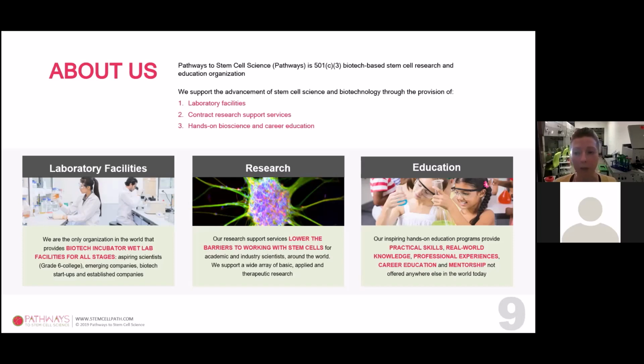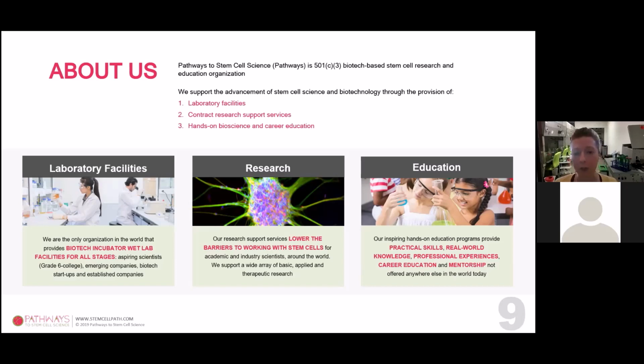But it also provides a community lab for students to come and learn hands-on skills and do their own research. And they can do that in the setting of a biotech company, so they can see other biotech companies and scientists working and learn from them as they're in the lab working themselves. We also have contract research support services where we do our own research and we do research for other people.